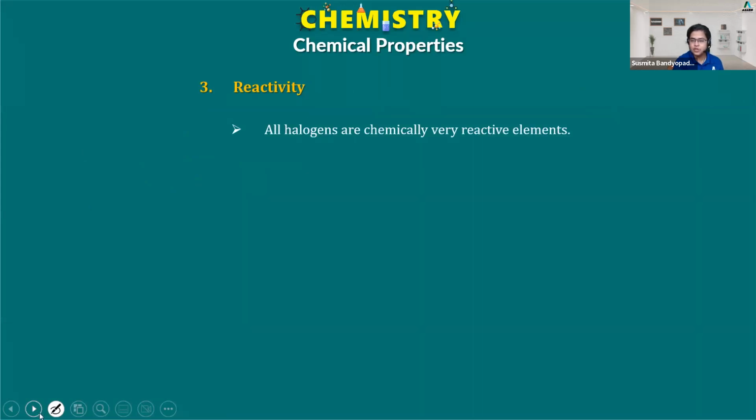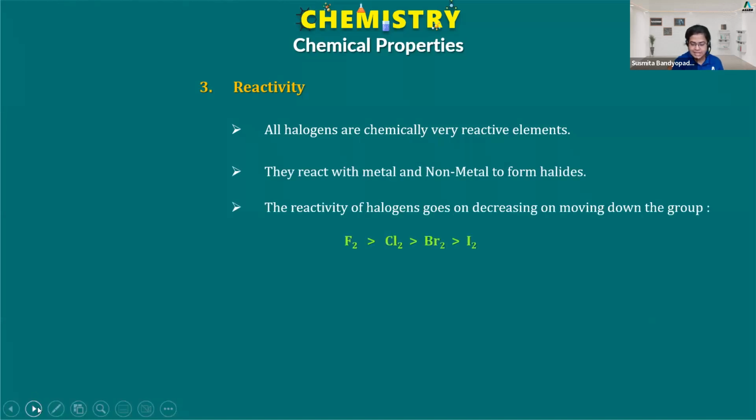Very reactive elements, all these halogens. They react with metals as well as non-metals. So sodium can react with chlorine to form NaCl. Chlorine can also react with non-metals like sulfur to produce sulfuryl chloride. So either way it's possible. As just mentioned, the reactivity of halogens decreases down the group, while the reactivity of the alkali metals increases down the group.